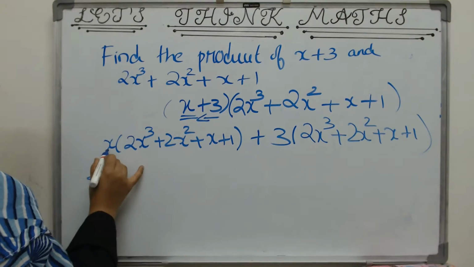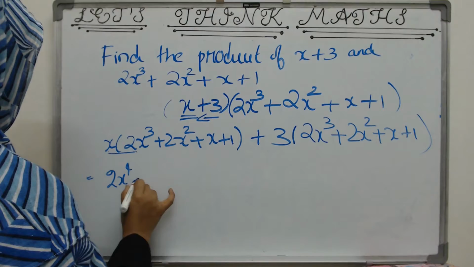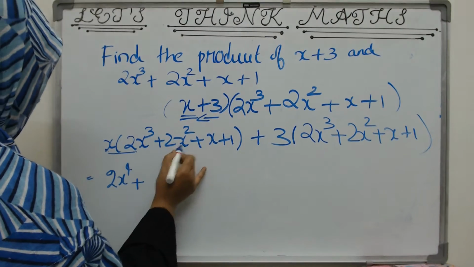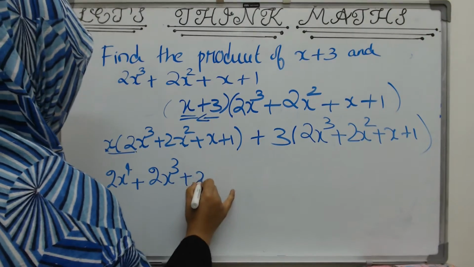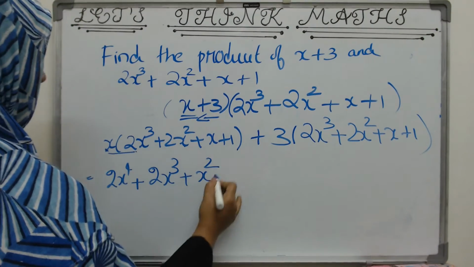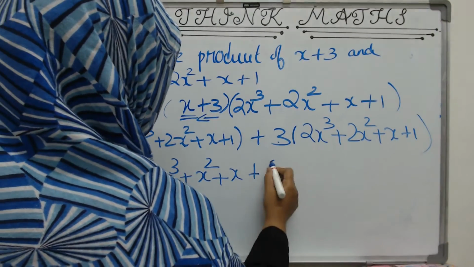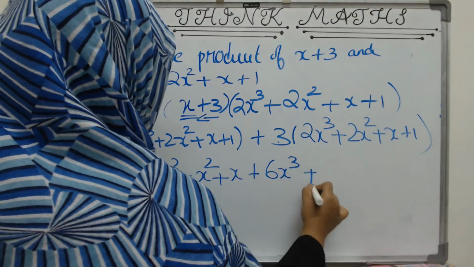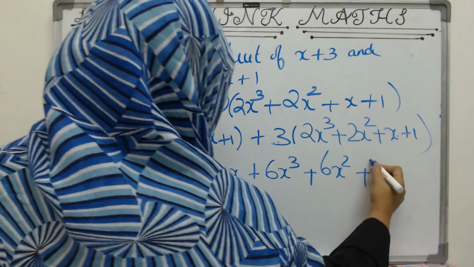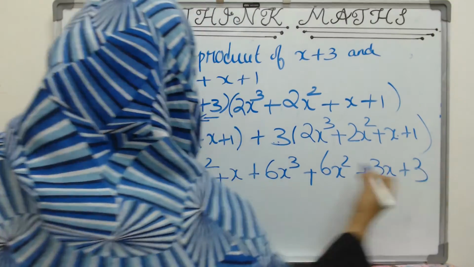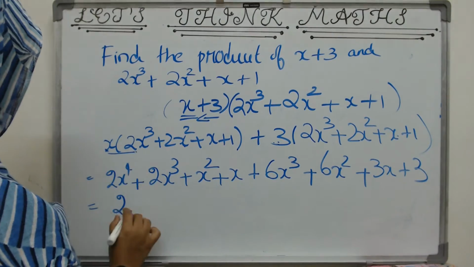Then just find the answer. x into this, that will be 2 into x raised to 4, plus x into 2x square, that will be 2x cube. x into x will be x square. x into 1 will be x, plus 3 into 2x cube will be 6x cube, plus 6x square plus 3x plus 3. Now add all the terms which have x raised to 4.